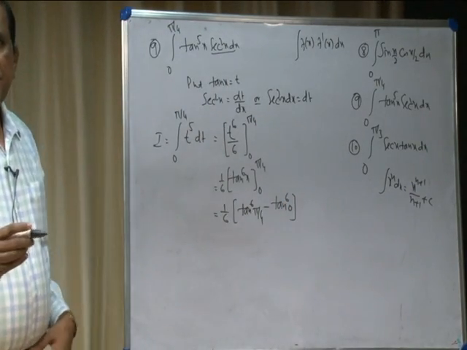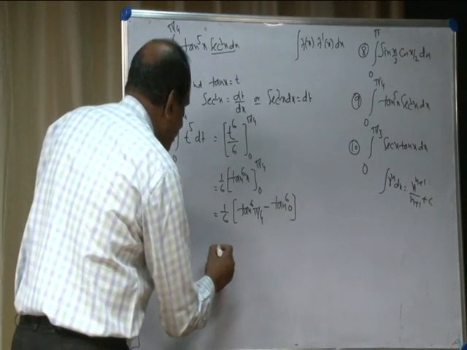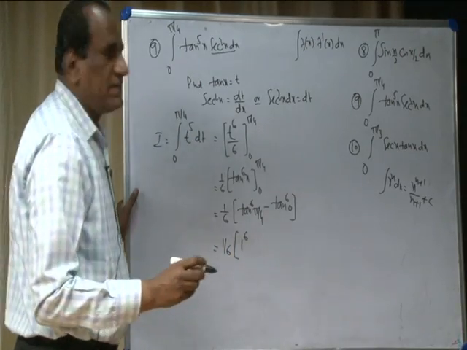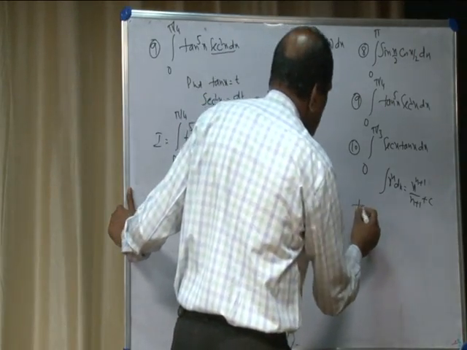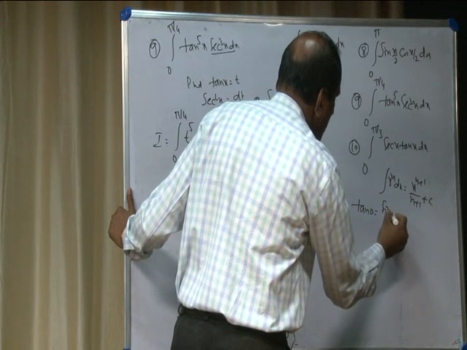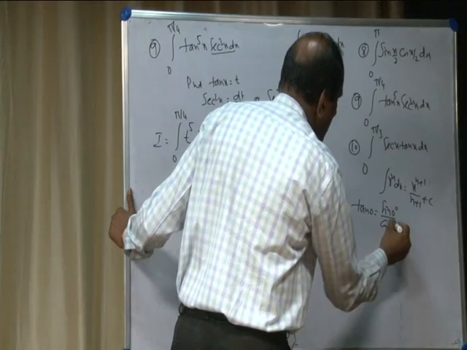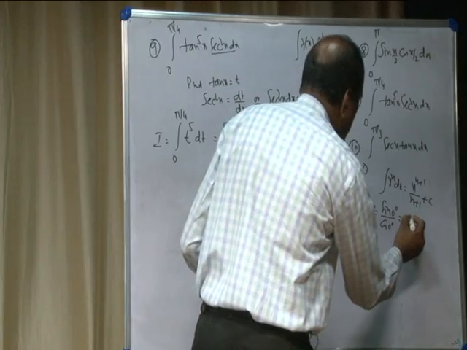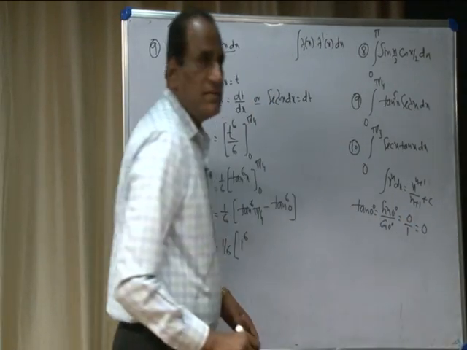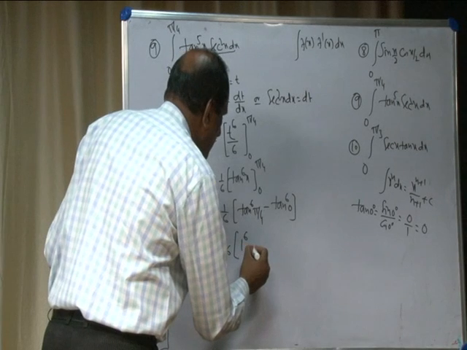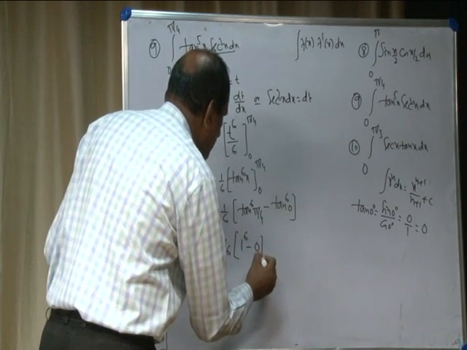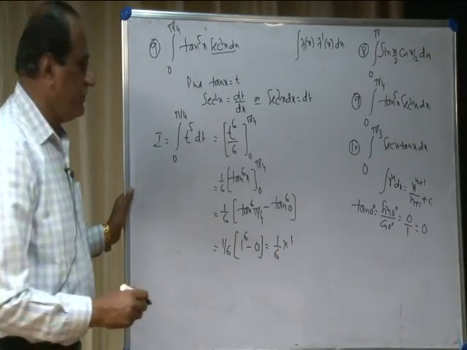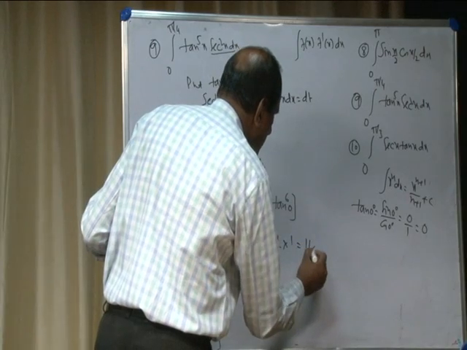So, what is tan pi by 4? The value of tan 45 is 1. So, 1 by 6 into 1 to the power of 6. What is tan 0? Tan 0 is nothing but sin 0 degree by cos 0 degree, which is 0 by 1, and 0 by anything is 0, minus 0 to the power of 6, or 0. So, this is equal to 1 by 6 into 1 power 6 is 1. So, the final answer is 1 by 6.